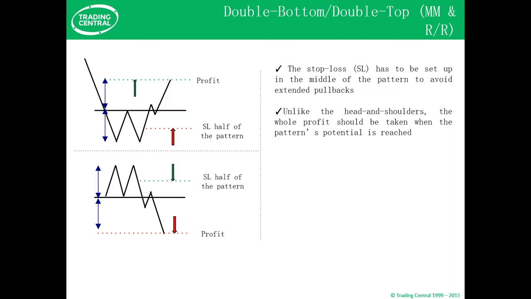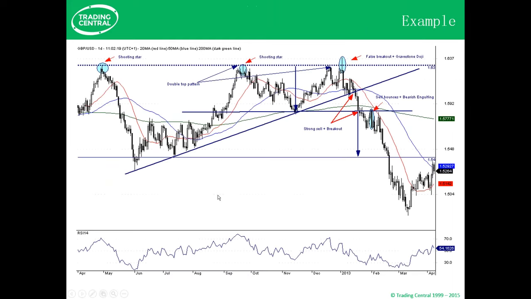For the money, risk, reward and control, first we can set up our stop loss halfway of the pattern. And unlike head and shoulder where we set two targets, here we normally only set up one target. We measure from the bottom to the neckline, and it will be our minimum price objective. And similarly on the double top, we set up the stop loss halfway of the pattern, and then hold one target profit. Let's see one example.